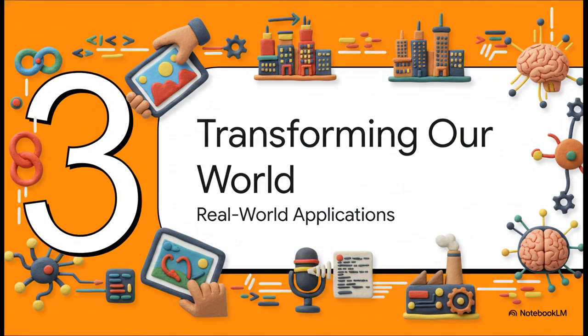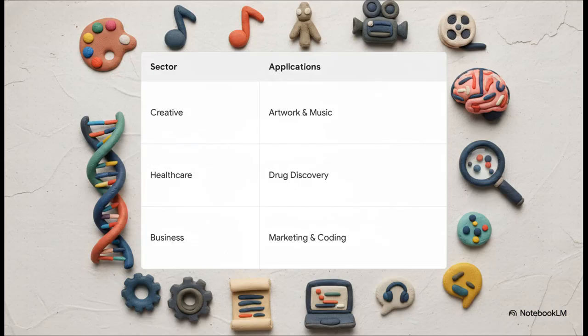Let's explore some real-world applications. So, what does this actually mean for us on a practical level? Well, this technology is bleeding across all sector boundaries. In the creative space, things like artwork and music are being generated in seconds, but it goes way deeper than that. Look at healthcare. Generative AI is actively mapping complex proteins to accelerate drug discovery and enhance medical imaging. And over in business, it's not just writing simple marketing copy anymore. We're talking about writing and debugging code and automating entire complex workflows.